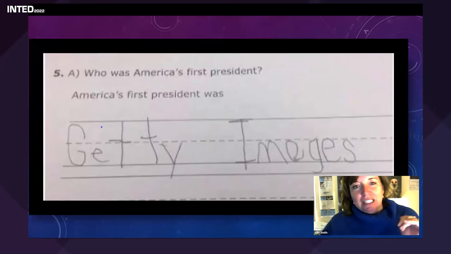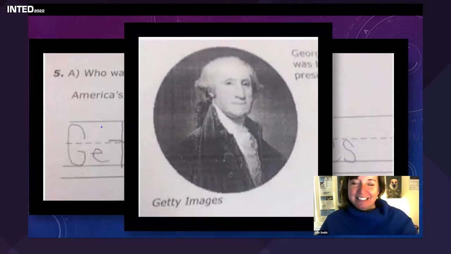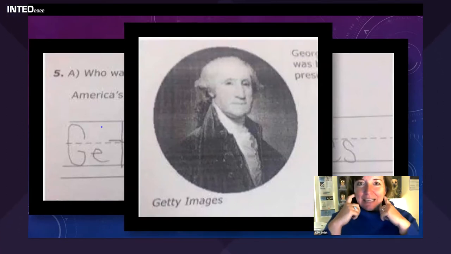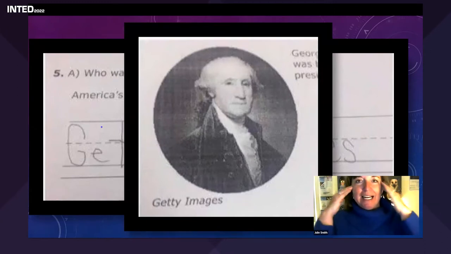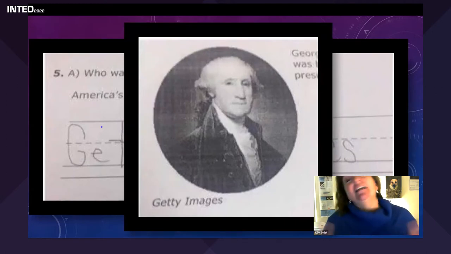This student knows how to use a Chromebook, but doesn't necessarily have media literacy skills to understand the messages that come through. And I love this example because it demonstrates how in our brains, we are automatically geared to think that whatever words are under someone's photo are their names.